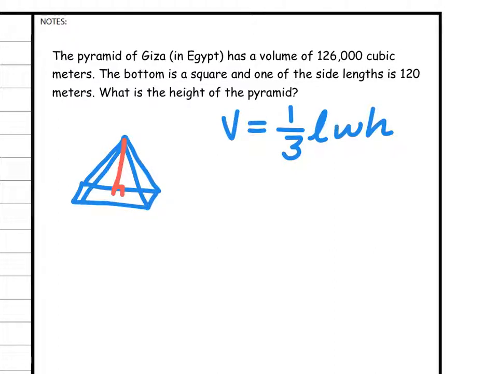It says the bottom is a square and one of the side lengths is 120 meters. So both sides right here are 120 because it says the bottom's a square. 120, 120. The question we're being asked is, what is the height of the pyramid? So you don't know that. We're going to solve for it. But you do know the volume is 126,000, so maybe let's put an arrow pointing to the inside. Not the height, but the volume is this big number, meters cubed.